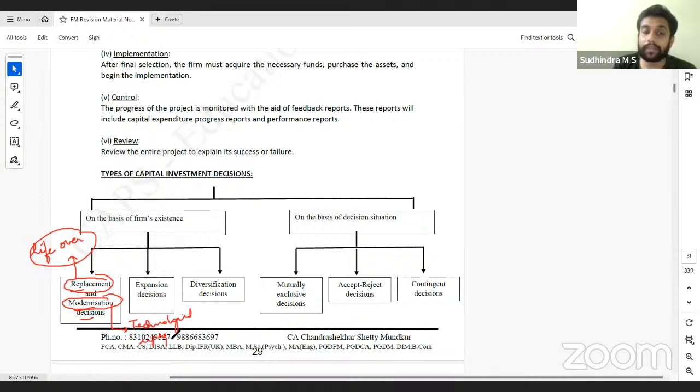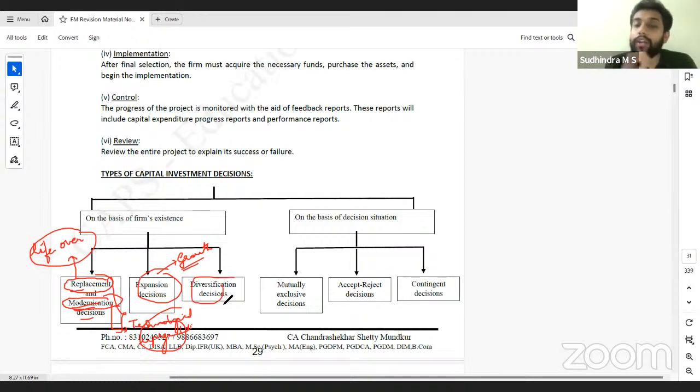and the present machinery or present appliances are not able to upgrade to the present technology. In such cases, modernization decisions come into picture, right? Replacement and modernization. Then expansion decision is during the growth stage. Whenever the firm is growing, when the existing capacity is not sufficient, we go for expansion decision.